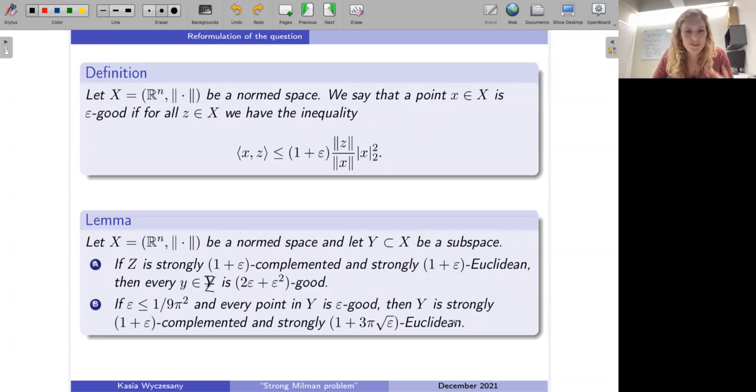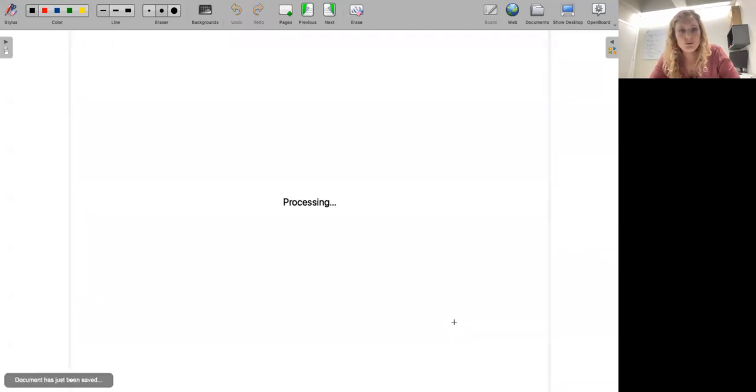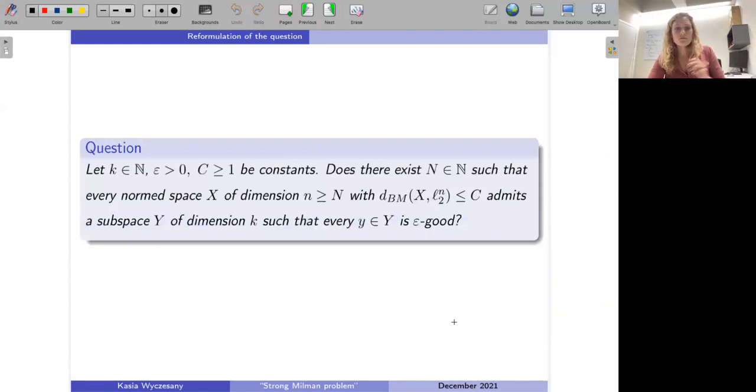Since I want you to get used to this idea of epsilon good points because they're important, I'll give you the idea of how one proves the lemma. But before that, here's the final question, the reformulation that I mentioned, just to remind everybody what the main objective of this talk is: to answer the following question. Does there exist n such that every normed space X of dimension at least n, which is C-Euclidean, admits a subspace Y of dimension k such that every y in Y is epsilon good? So now we have this reformulation.